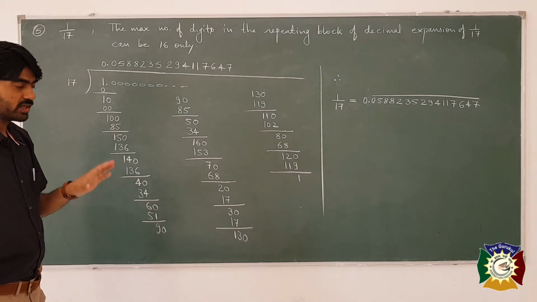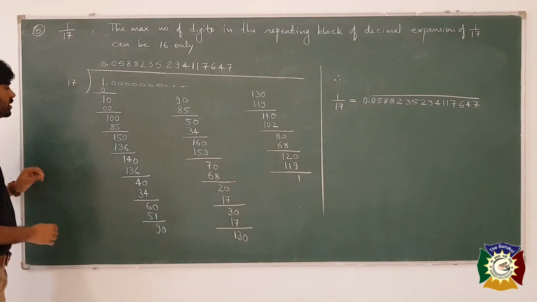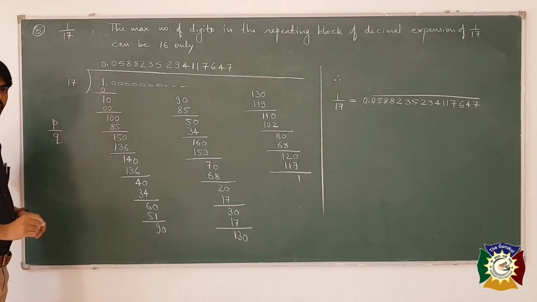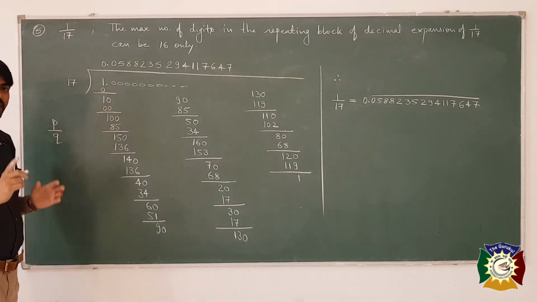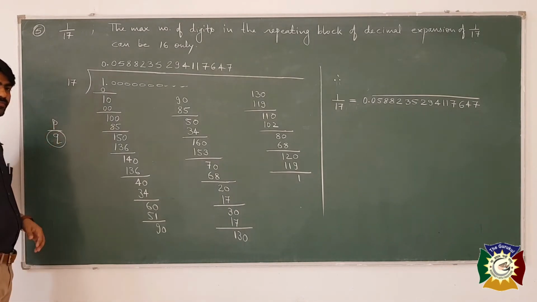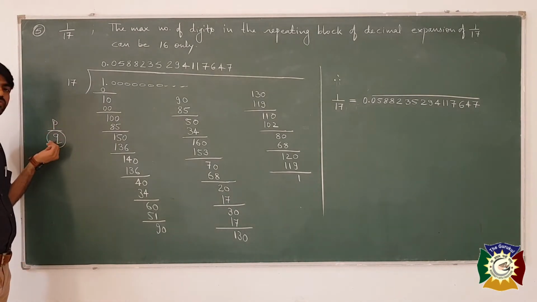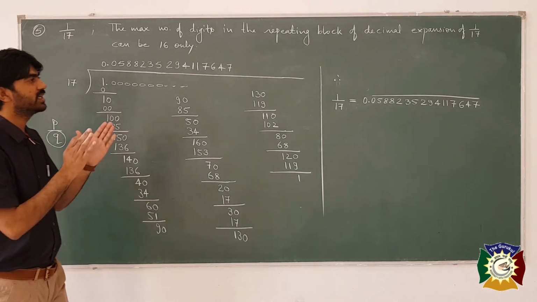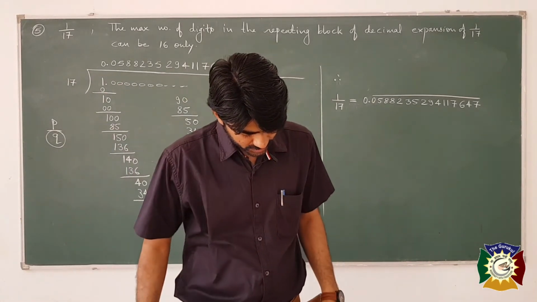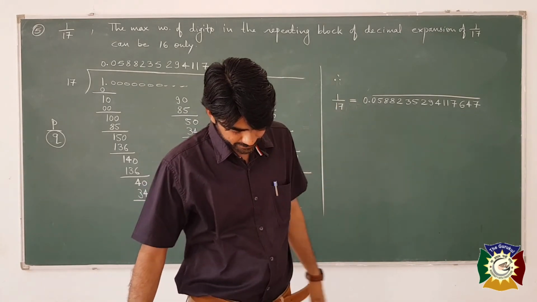Okay. So once again, if any number p divided by q, then what can be the maximum number of digits in the repeating block? It will always be less than q, always less than the divisor. That is the rule. So this is all about question number 5.